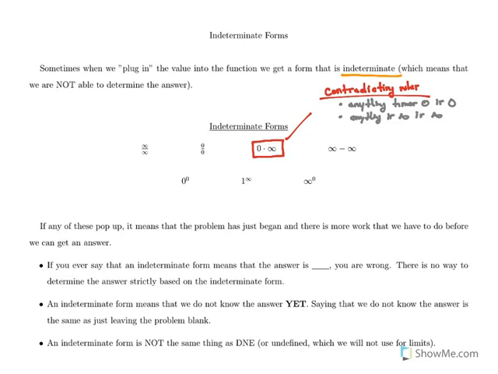Another one that maybe is easier to understand as far as contradicting rules is 0 to the 0th power. The rules that are contradicting are that we know that 0 to any power is 0. 0 squared is 0, 0 cubed is 0, so that's one rule. The other rule is anything to the 0th power is 1.